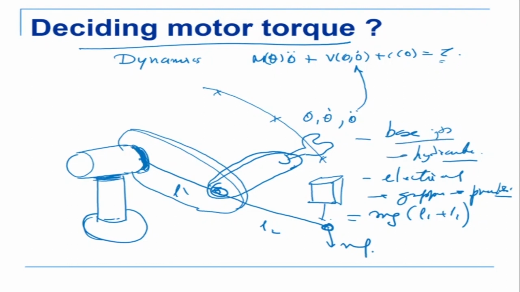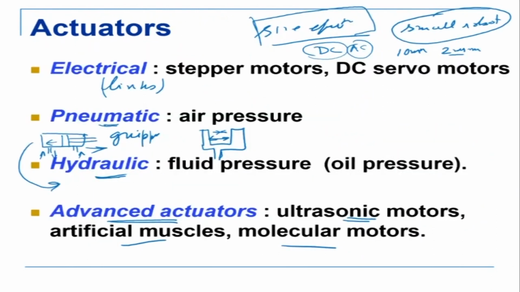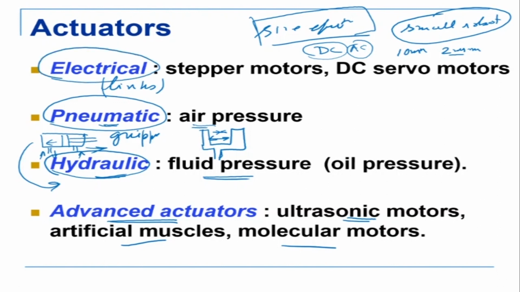Okay, so out of all these actuators, the weakest one is the pneumatic one. The strongest one is the hydraulic actuator. Hydraulic actuators are the strongest because they work on fluid pressure. The weakest is the pneumatic actuators because they work on air pressure. And in between pneumatic and hydraulic are electrical actuators.